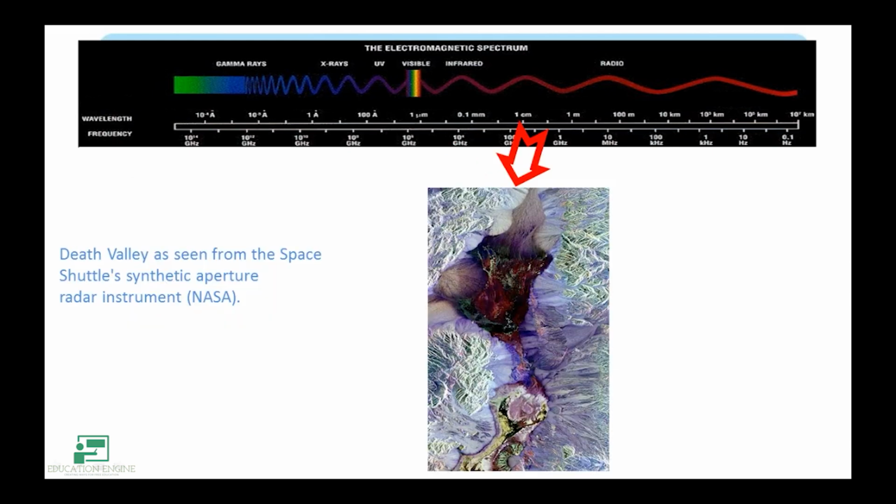After the IR band, we are now imaging in the microwave band. We see here an image of the Death Valley as seen from the Space Shuttle's synthetic aperture radar instrument. SAR is usually implemented by mounting on a moving platform, such as an aircraft or spacecraft in this particular case, a single beam-forming antenna from which a target scene is repeatedly illuminated with pulses of radio waves at wavelengths anywhere from a meter down to millimeters.